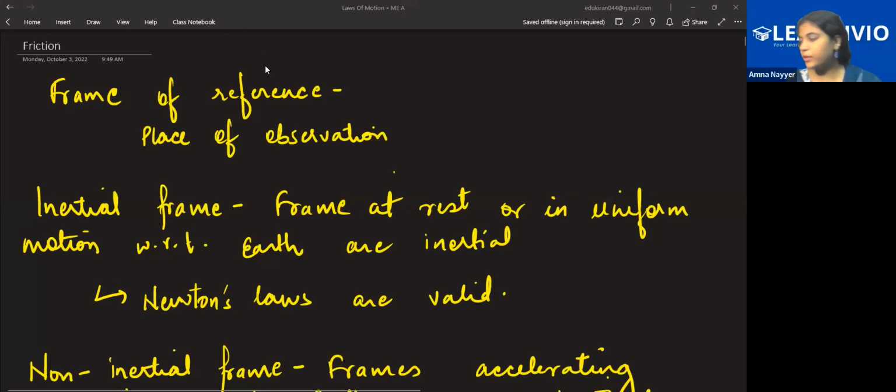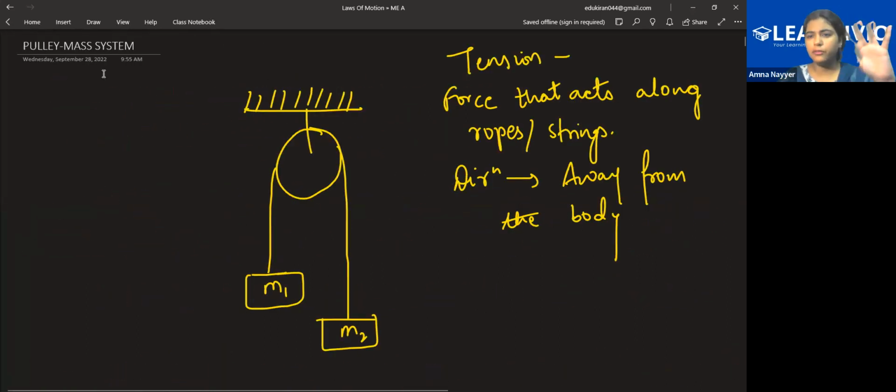Okay, class, let's start with frictional force now. Or wait, let us just start with the pulley mass system first, because then FBD and free body diagram and all these topics will be over.